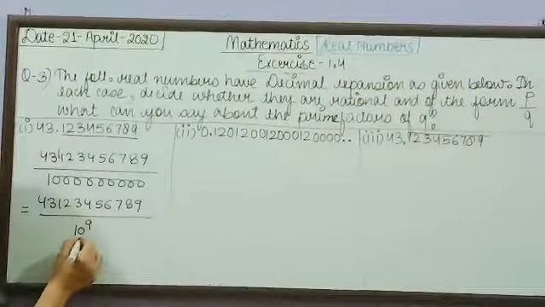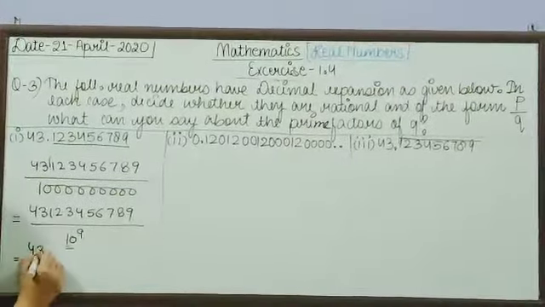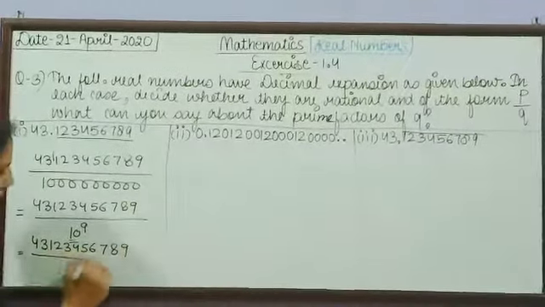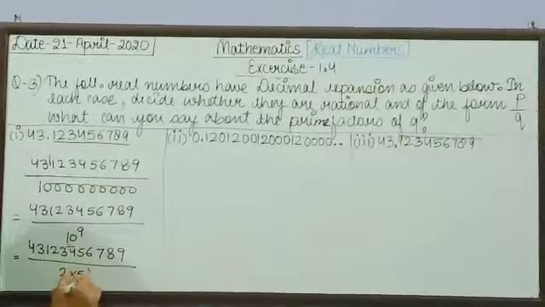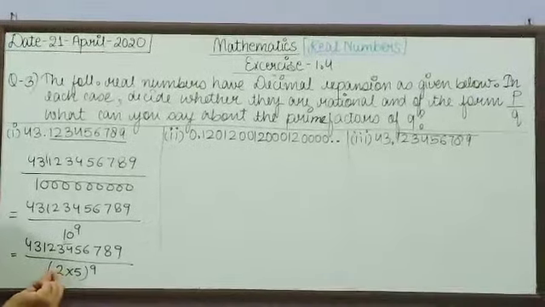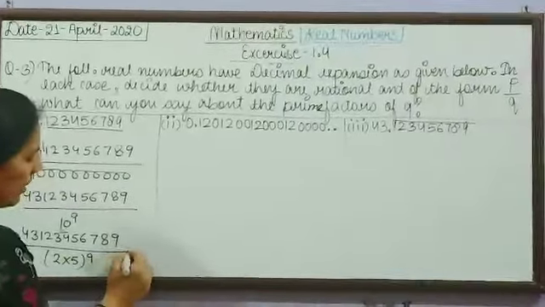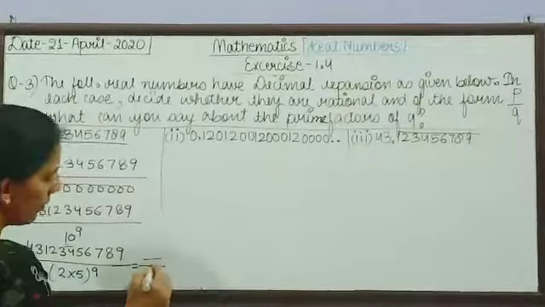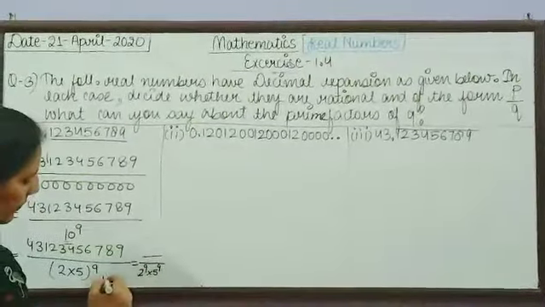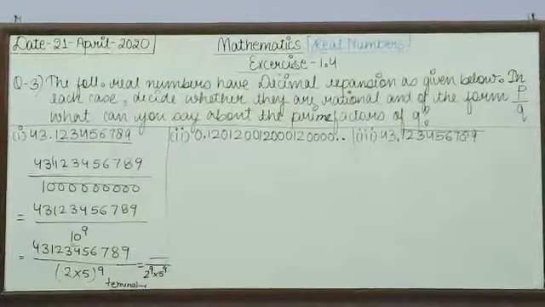Now factorize your 10. 10 can be factorized in the form of 2 and 5. So 43123456789 upon 2 into 5 raised to the power 9, which can be written as 2 raised to the power 9 into 5 raised to the power 9. Here I am not repeating the numerator. In the denominator, I am repeating 2 raised to the power 9 into 5 raised to the power 9. Therefore, it is terminating, and this is p by q form.